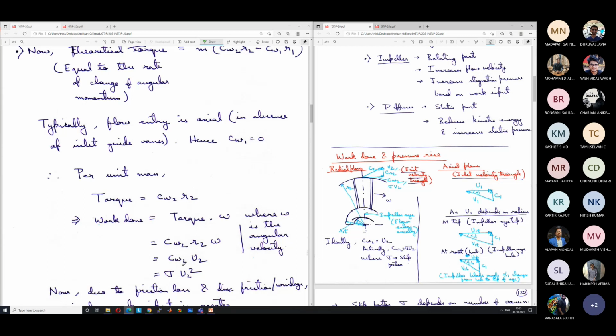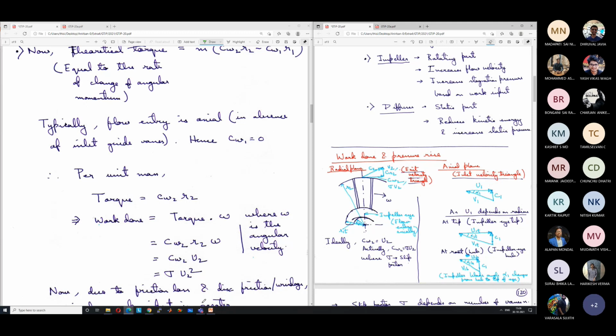Okay, ideally this is the specific work input, but because there are frictional losses... till now we have not accounted for frictional losses. Slip factor does not account for frictional losses. Slip factor is an inherent part of the flow. Even for ideal flow without any friction, there will still be slip. It is not a result of friction. So even if we consider ideally that there is no friction, there will still be a slip factor.